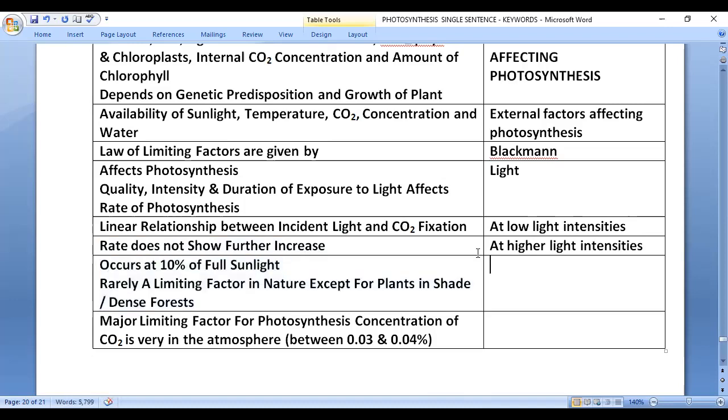Saturation occurs at 10% of full sunlight, so light is rarely a limiting factor in nature except for plants in shade or dense forests. Carbon dioxide is a major limiting factor for photosynthesis. Its concentration varies in the atmosphere between 0.03 and 0.04%.